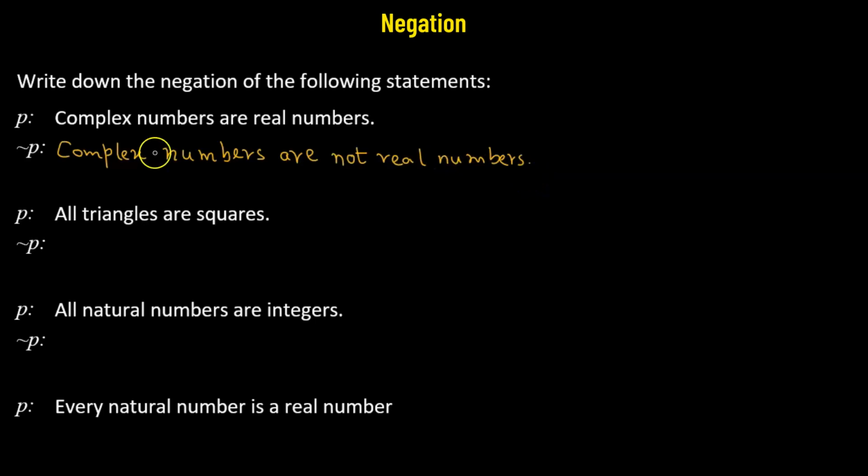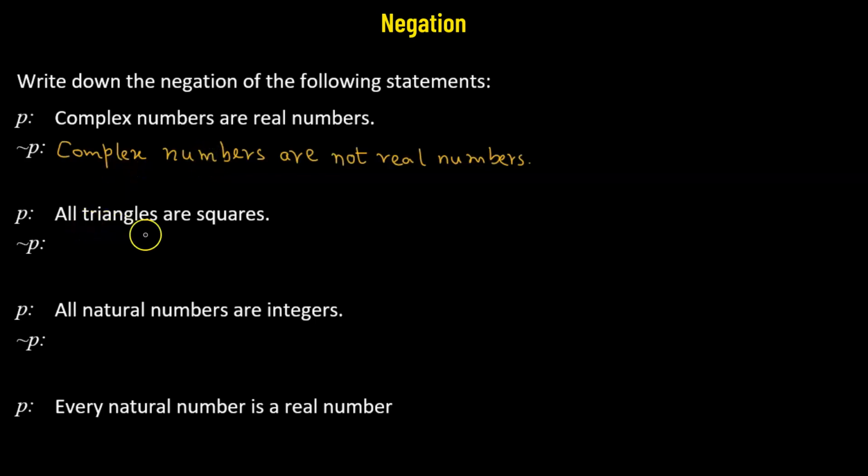There will be more than one way to negate the statement B. I can give you a few examples, such as it is not the case that complex numbers are real numbers. Or we can also say that not all complex numbers are real numbers. Or it is false that all complex numbers are real numbers. So let's go to the next one.